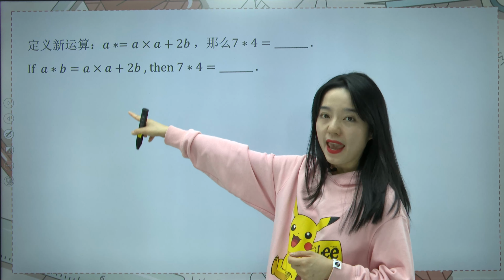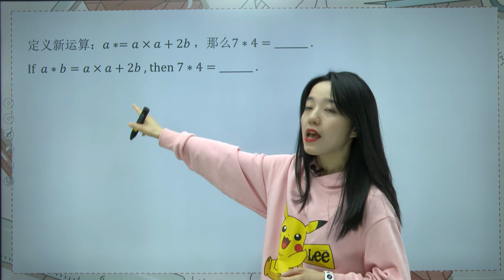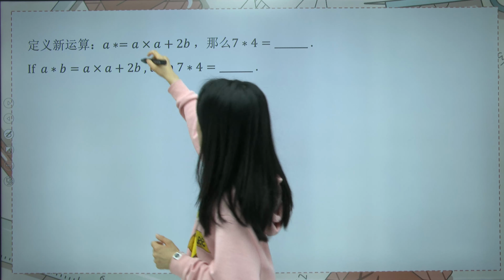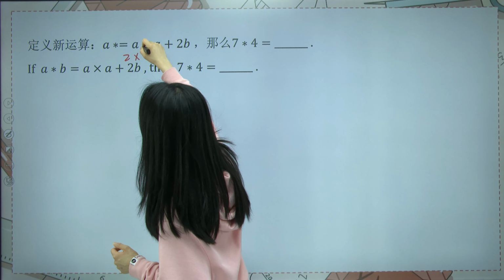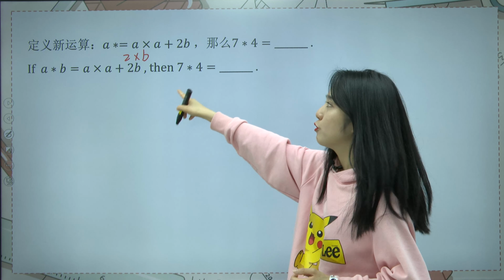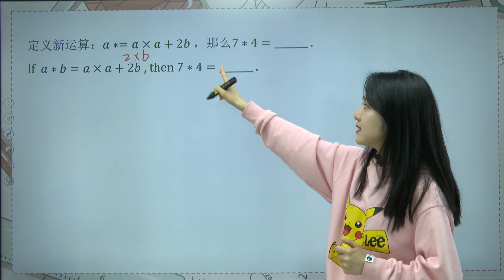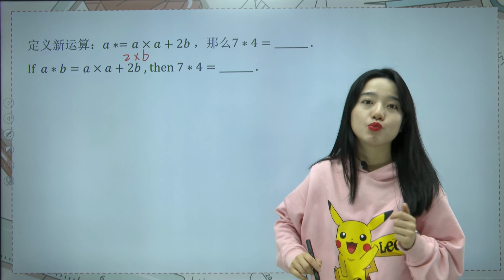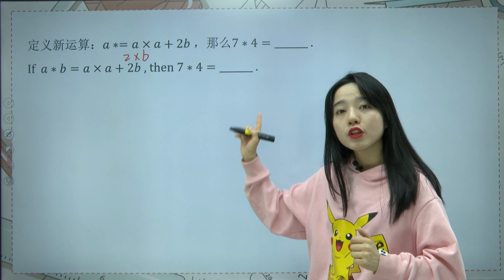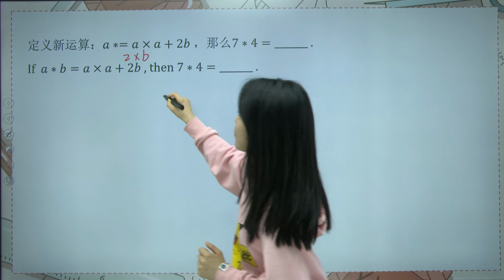We got: if a asterisk b equals a times a plus 2b. In fact, the times sign is omitted, so it is 2 times b. Then 7 asterisk 4 equals what? Here, follow the rule it gives and you can know the answer.